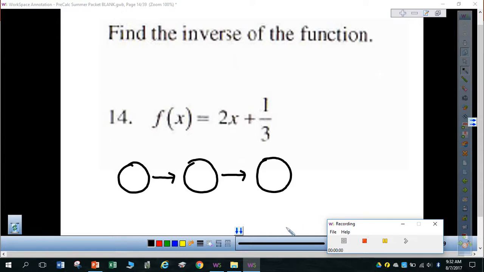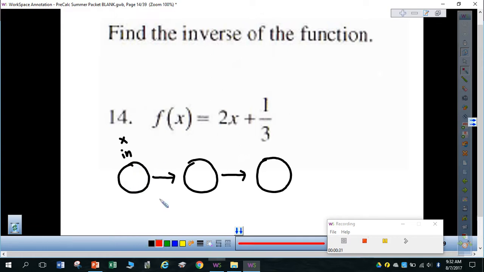Before we talk about finding the inverse of this function, let's talk about what this function really means. So down here I have a visual representing a function machine that's going to show us what exactly this function f of x is doing. So if we put a number in, we call that x.